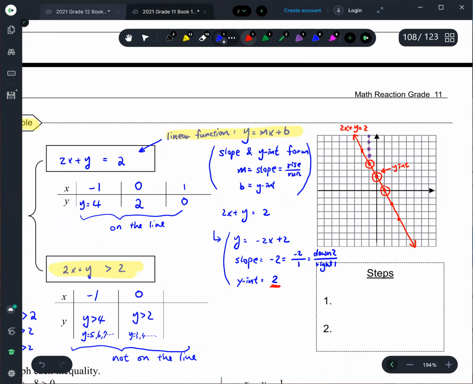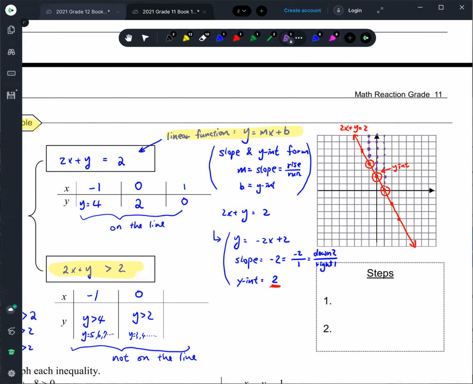at 0, 2 is on the line, but if it's 0, 3, will be here, 0, 4, 0, 5, 0, 6. So once again, it's everything above the line. Okay, so we can kind of guess for the next point, it should be everything above the line as well. All of those are the answer that makes it greater than 2.